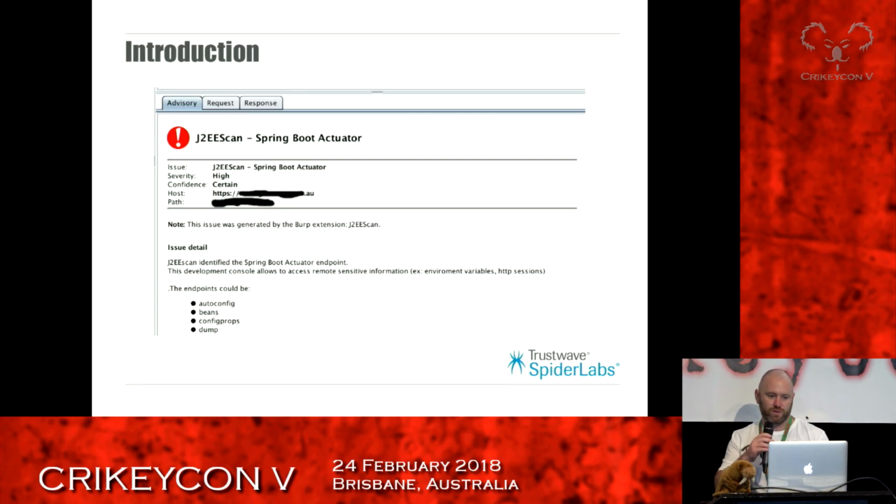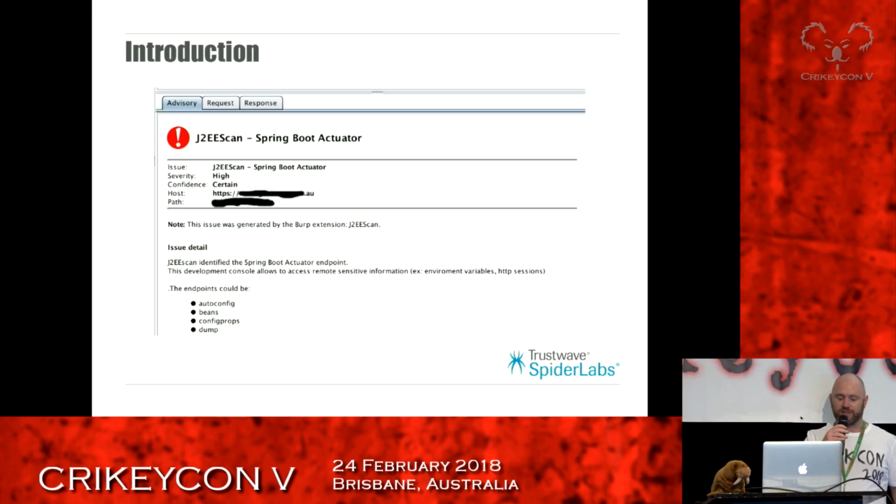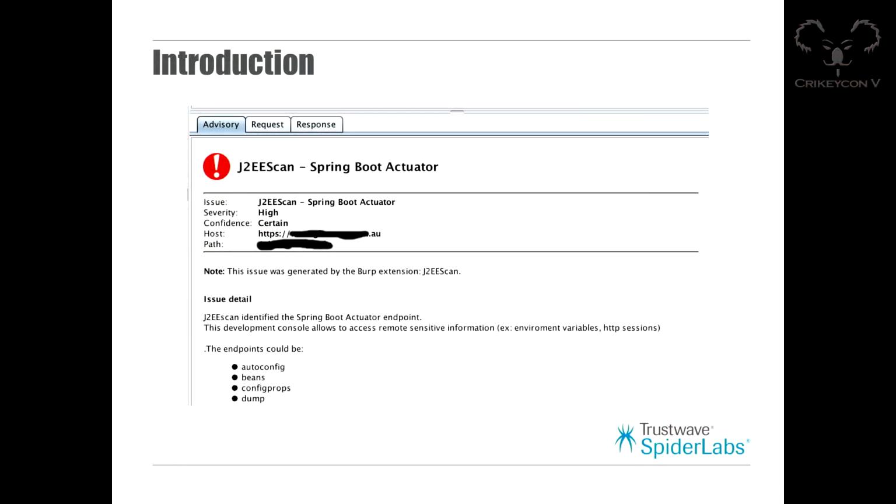So here's a screenshot of it. Obviously, I'm redacting the target. But I'd never heard of it. I've been doing Java security for 10-odd years, and I thought I'd heard about all the different vulnerabilities, and then this came up, and I'm like, Spring Boot Actuator. I know what that is, but how is this a vulnerability? I'd never really heard of it before.